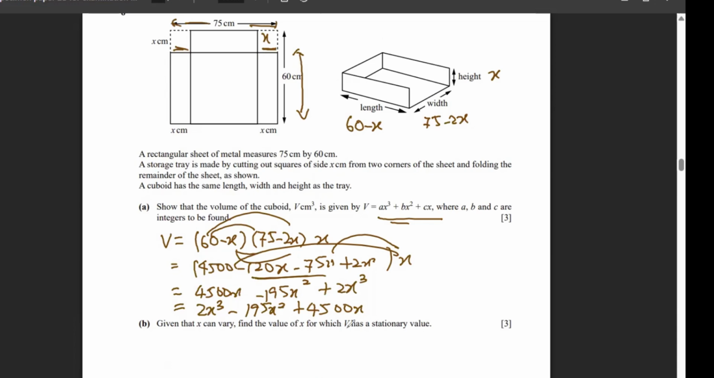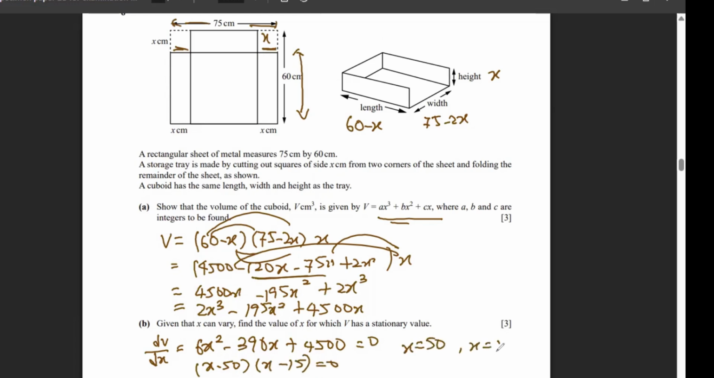Then it says X can vary. Find the value of X for which V has a stationary value. So stationary value means dV/dx equals 0. So we find this first. So this thing equals 0, we factorize them. Directly key in calculator, it will tell you this value. So we know x equals 50 and x equals 15. But since this is 75, if 75 minus 2x, we use this, then it will be a negative value. So that's why we need to reject this because it's impossible. 75 minus 100 is negative 25. Not possible. So we can only accept x equals 15.